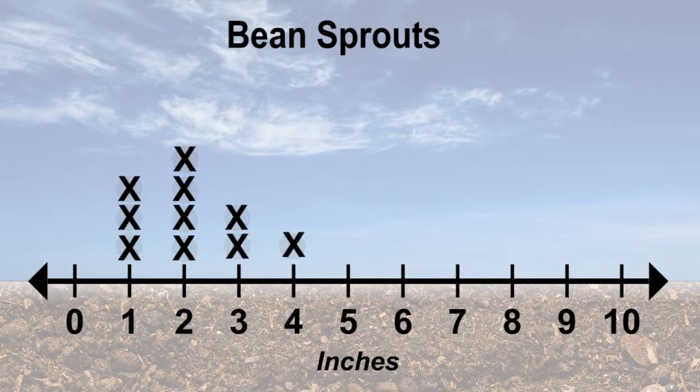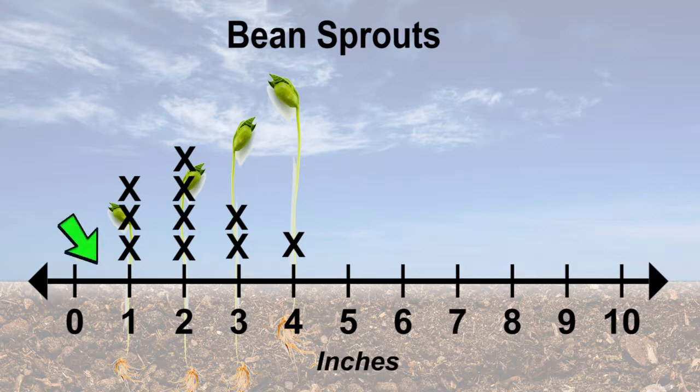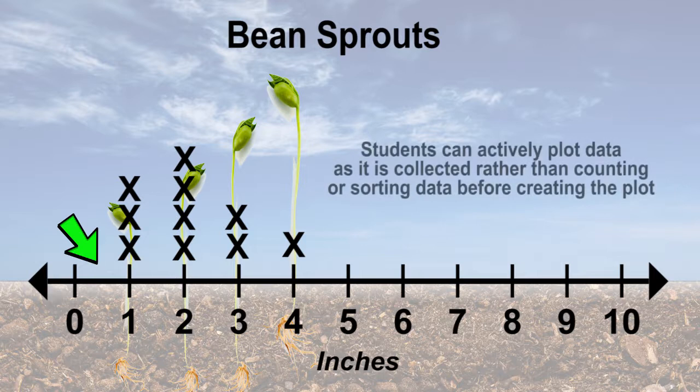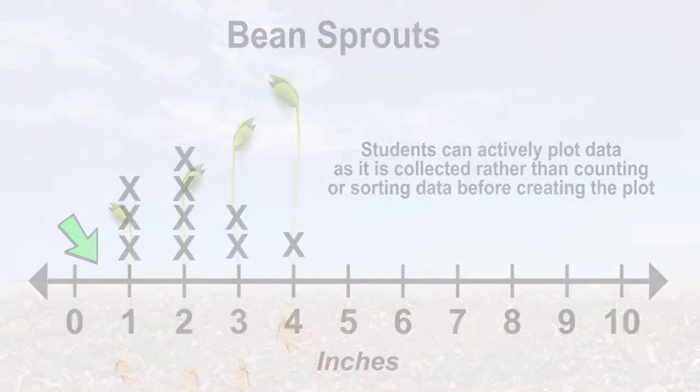Line plots are a type of display that positions data along the appropriate scale drawn as a number line. Here is an example of a line plot that shows the growth of bean sprouts in inches. One cool thing about line plots is that they are also an organizational tool. Students can actively plot data as it is collected rather than counting or sorting data before creating the plot.